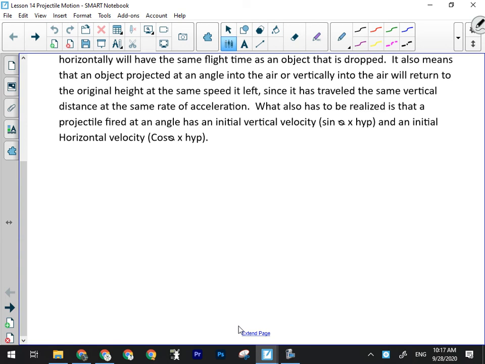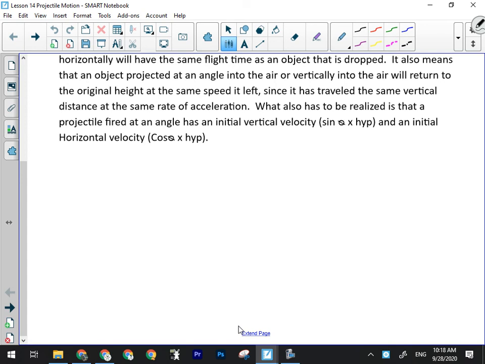So this is something we have to take into account if we're trying to hit a target with any type of projectile: bow and arrow, gun, throwing a ball at a target, anything. We have to account for the fact that the ball, or bullet, or arrow, is going to drop as it flies, and we have to account for that.